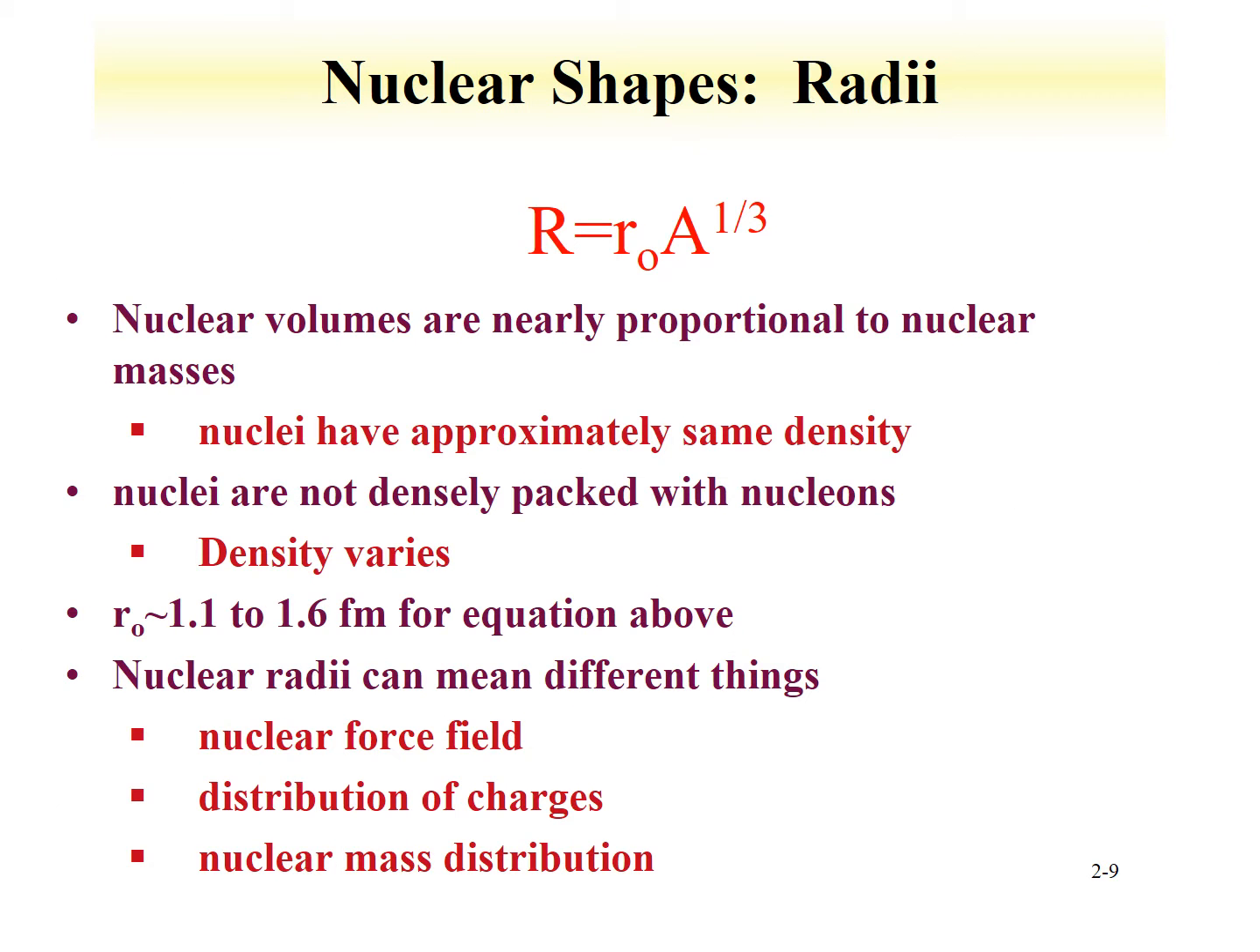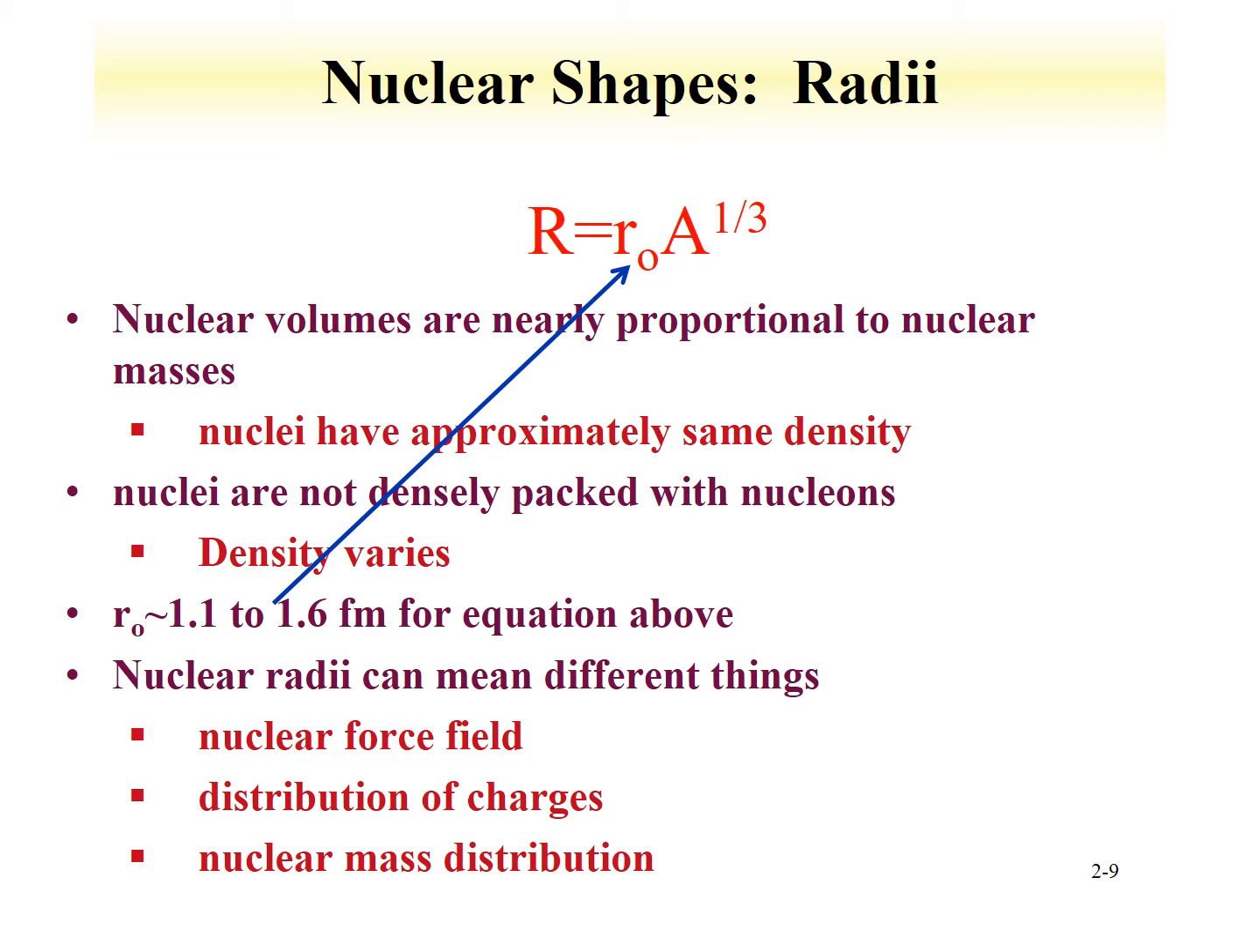Right, let's further our discussion on nuclear shape. We brought this up a little bit earlier when we talked about the non-compressibility of nuclei in the liquid drop model, but there's an equation for nuclear radii that's shown here. And all you're basically stating is that volumes are nearly proportional to the nuclear mass because the nuclei all have about the same density. You're filling up something with more and more nucleons, it's going to expand.